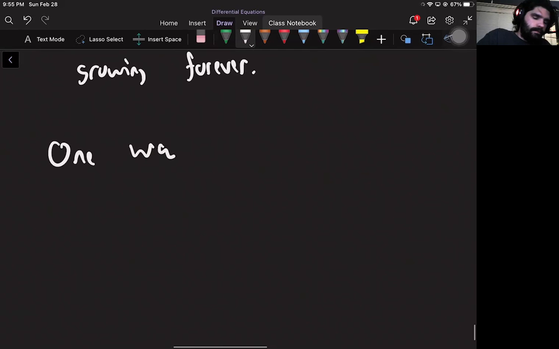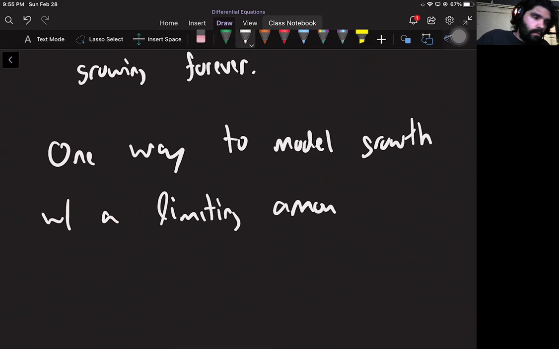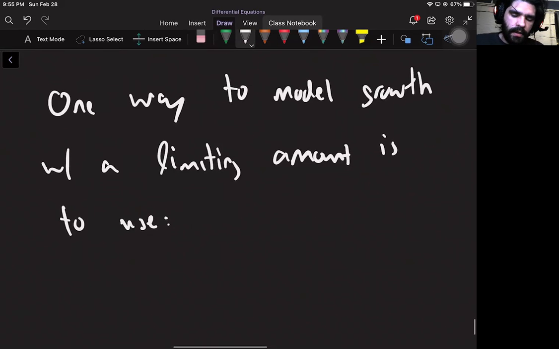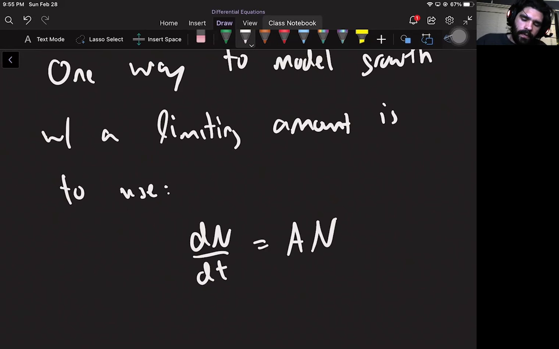So one way to model growth with a limiting amount is to use this differential equation. We'll see why it creates a limiting amount in a second, but first we'll write it down. So A is now the constant instead of K.